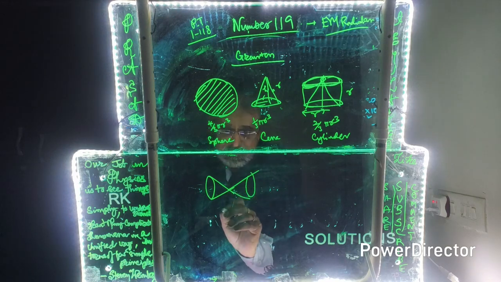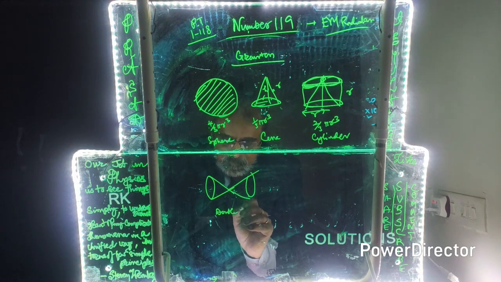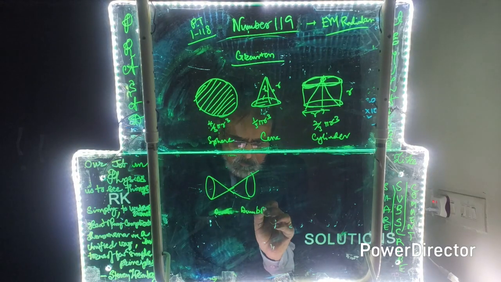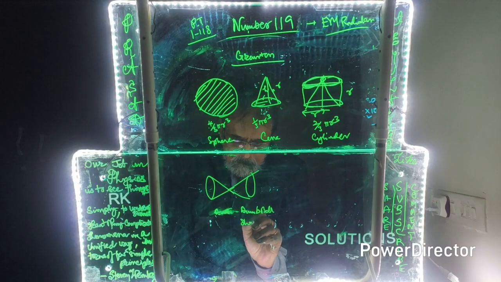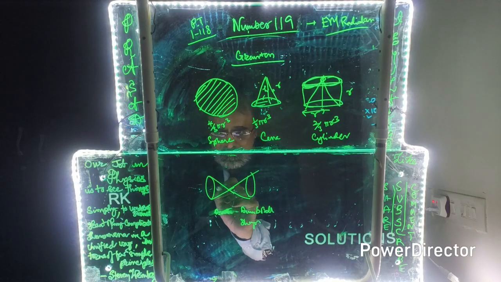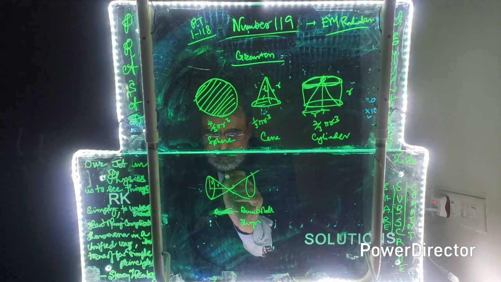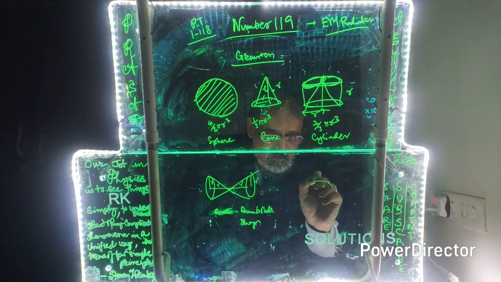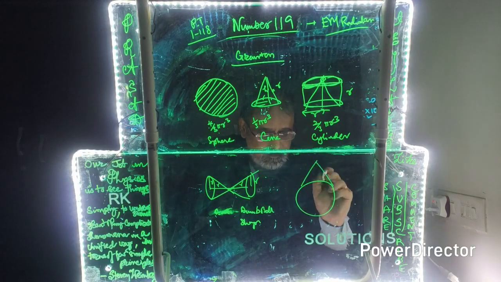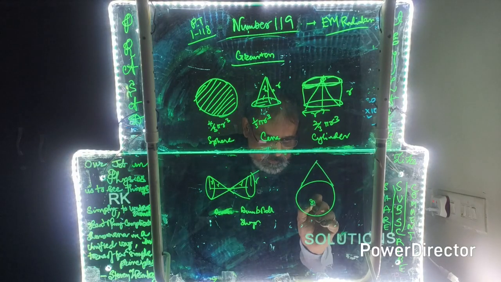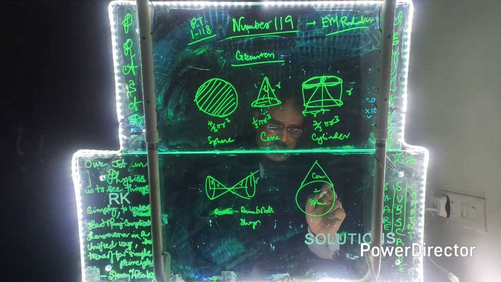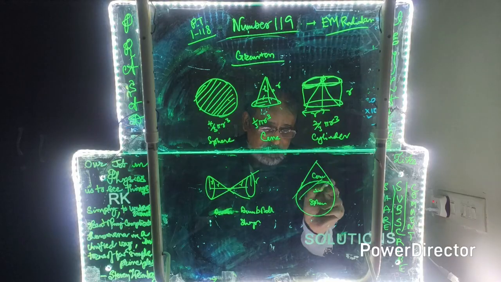Two more shapes. This is a dumbbell shape, right? Again, this is R, this is R, height is R, radius is R, and there's one more here I want to draw. This is a sphere plus cone, and this is the sphere, and a cone above that.